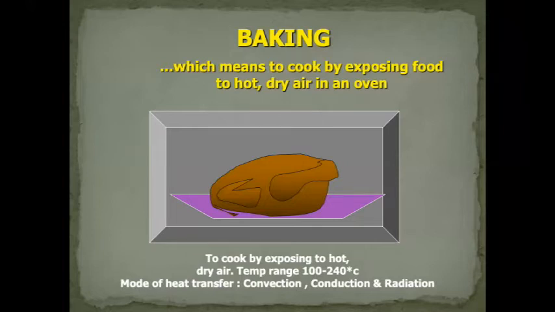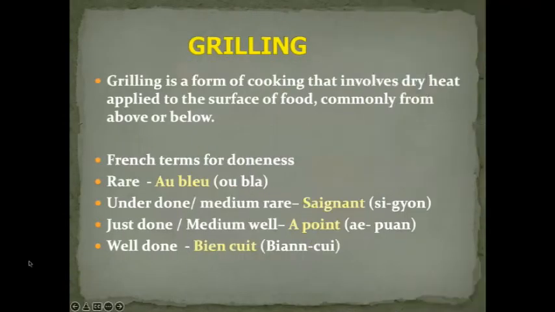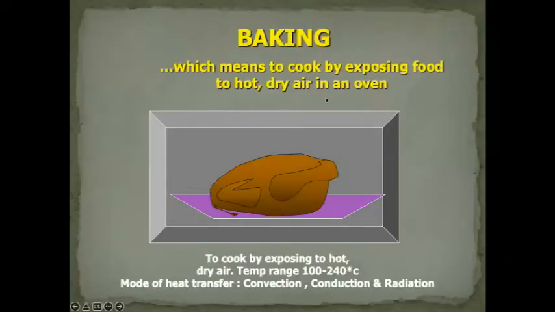Okay. So baking is to cook by exposing food to hot, dry air in an oven. So if there is an oven and you're putting a chicken inside the oven, then baking is cooking using dry heat. The temperature can go up to 240 degrees Celsius. When we are making sourdoughs, we take the temperature to 240 degrees Celsius. When we are making pizza, the temperature can go up to 350 degrees Celsius.